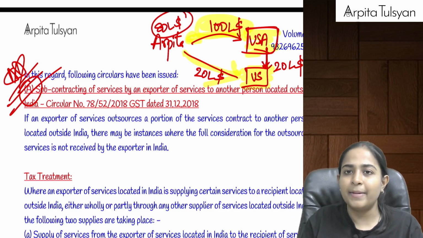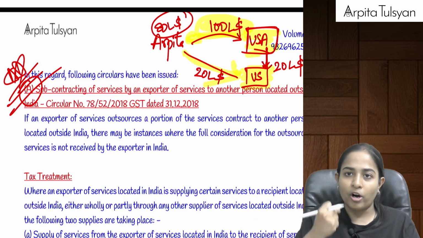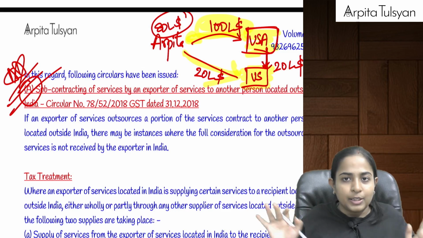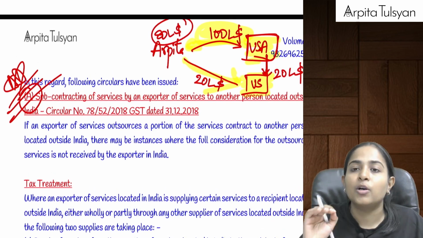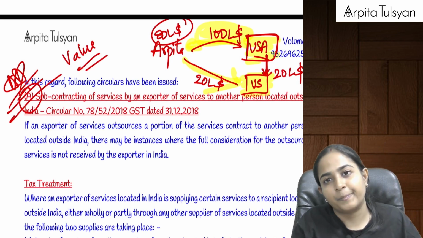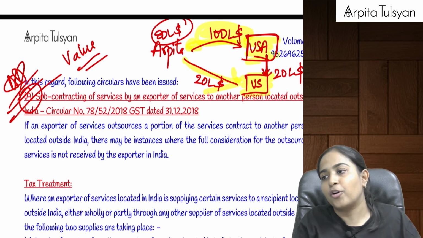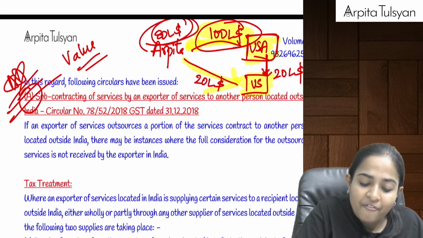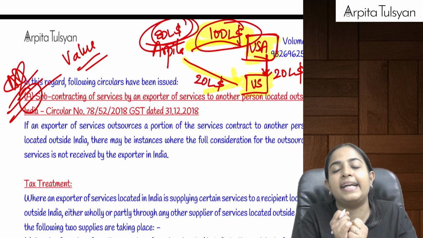So ultimately, I got 100 lakhs and I paid 20 lakhs. So net I am left with 80 lakh US dollars. Now here the question arises: what will be the value of export of services? Will it be the original value of 100 lakh US dollars, or will it be the value that I have got, that is 80 lakh US dollars?